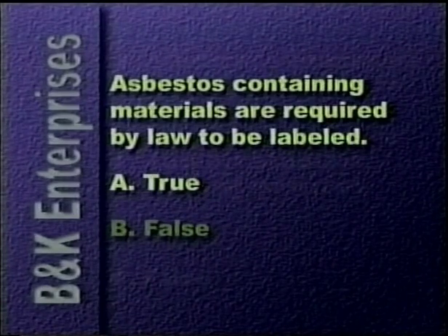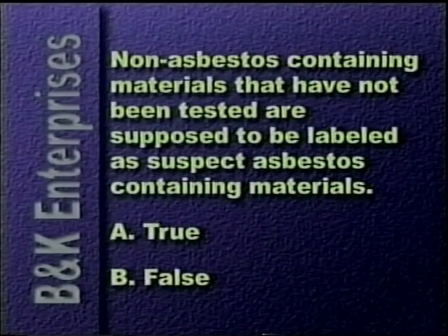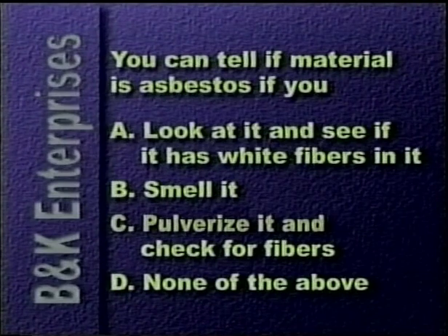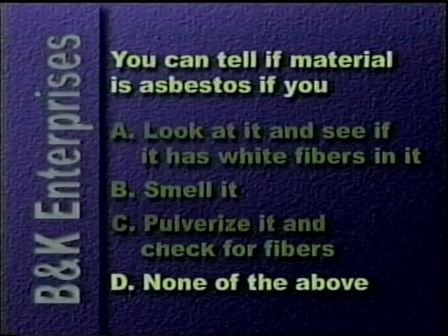Number 11. Non-asbestos-containing materials that have not been tested are supposed to be labeled as suspect asbestos-containing materials. The correct answer is A, true. Number 12. You can tell if a material is asbestos if you A, look at it and see if it has white fibers in it. B, smell it. C, pulverize it and check for fibers. Or D, none of the above. The correct answer is D, none of the above.